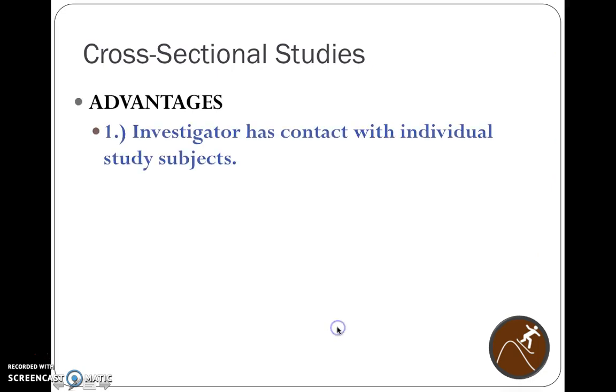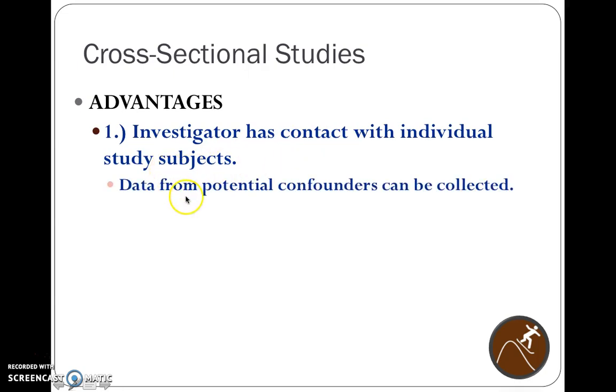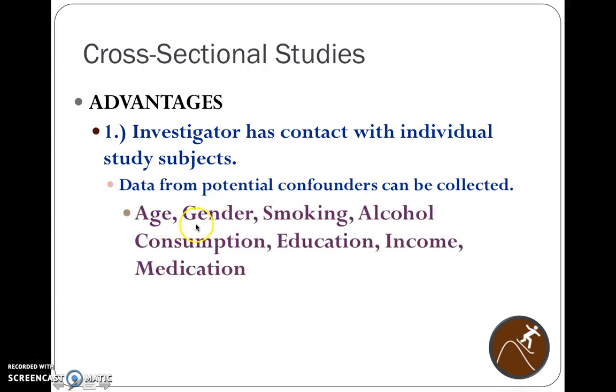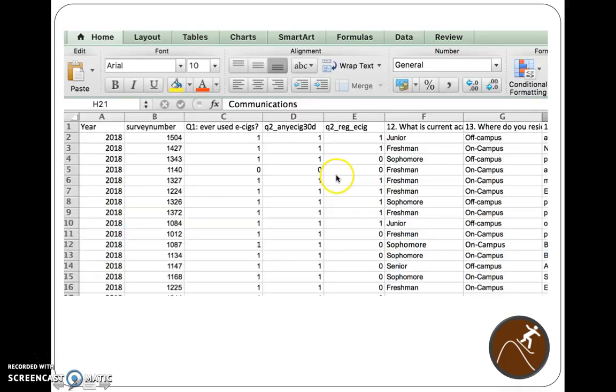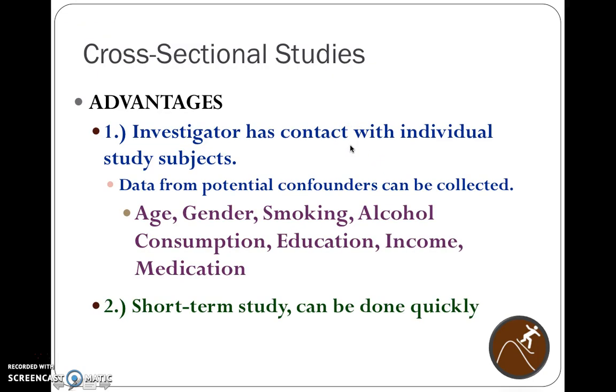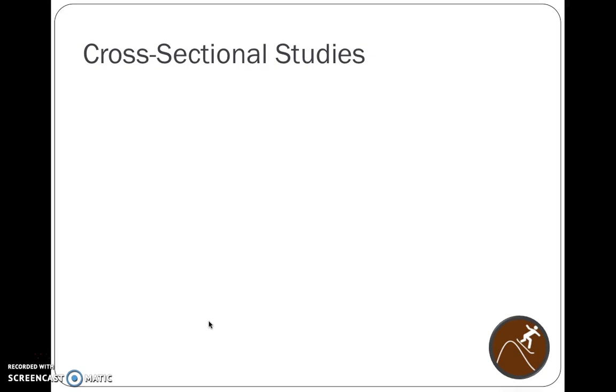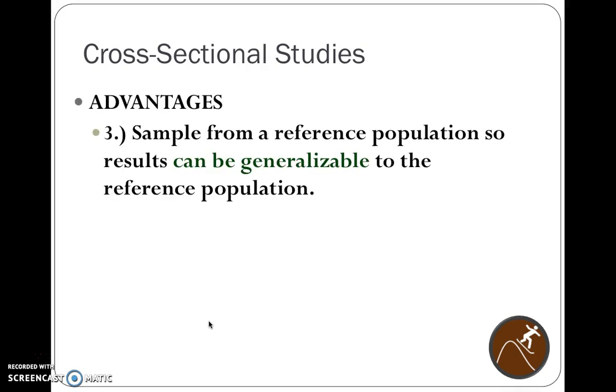So some advantages of these cross-sectional studies: we get the data from individual study participants. The data on their confounding variables can be collected: age, gender, smoking, alcohol consumption, how much money they make, whether they had college education or not, what meds they're on. All that can be collected and then organized at the individual level. So that's really important. These types of studies are short term. We don't do follow-up, so that makes them cheaper and they can be done more quickly than a cohort study where we might follow people.